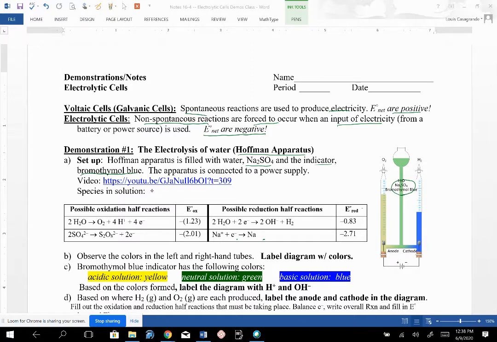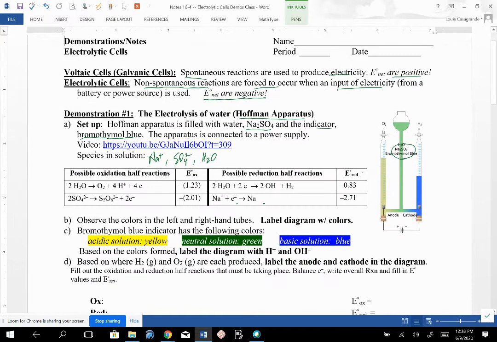There are actually three things in the solution. We've got the sodium ions, Na+. We've got the sulfate ions. And what's not as obvious, but you have to remember this is an aqueous solution, we've got water present, and that water can undergo electrochemical reactions. In this table below, I have listed the possible electrochemical reactions. I've pulled these off of chart H.